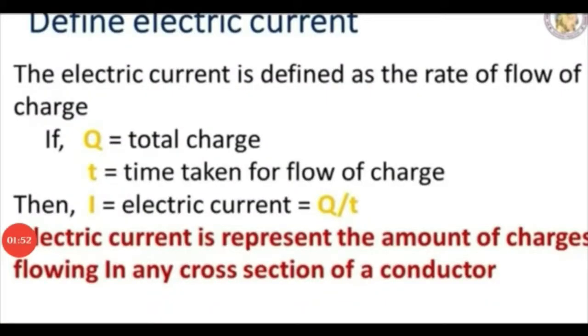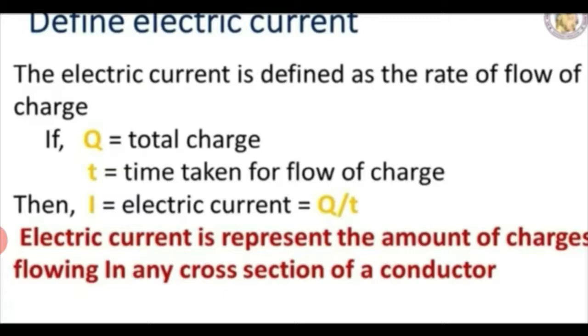Next, the definition for electric current. Electric current is defined as the rate of flow of charge. The charge is denoted by the letter Q, so Q is equal to total charge. Time is denoted by the symbol T, so T is equal to the time taken for the flow of charge. I is equal to electric current.